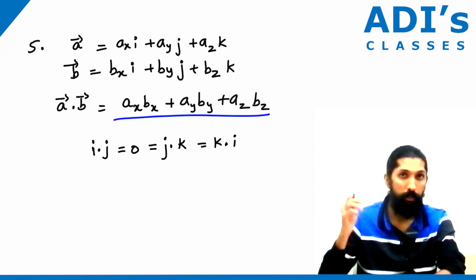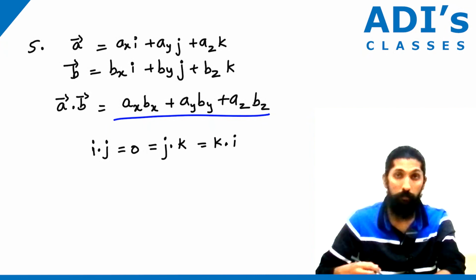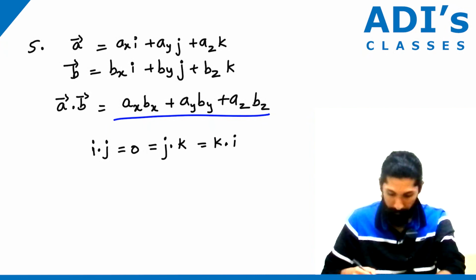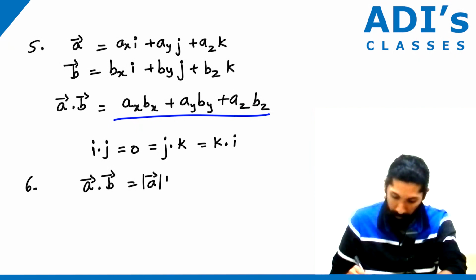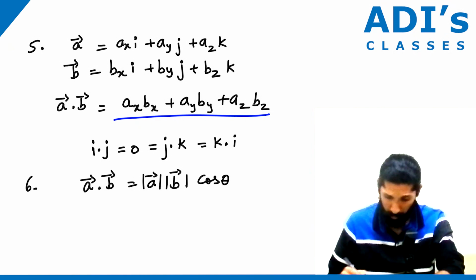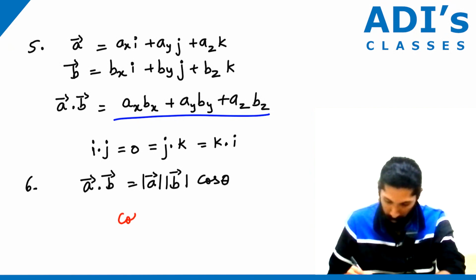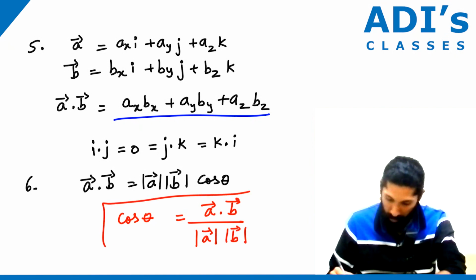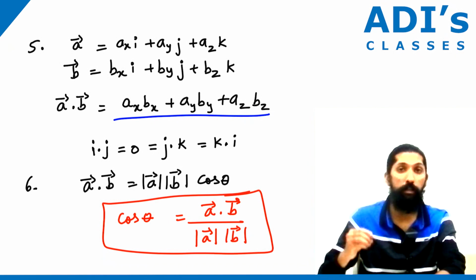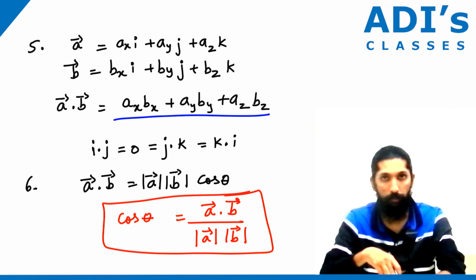This is another observation. What if we want the angle between the two vectors? That is the next observation or characteristic. Suppose you have vector A dot vector B. This is mod of A into mod of B into cos theta. Correct? So cos theta is equal to vector A dot vector B over mod of A into mod of B. This is how you find the angle between the two vectors.